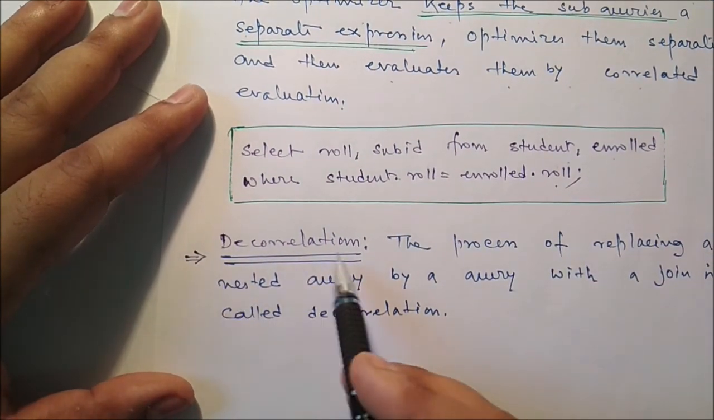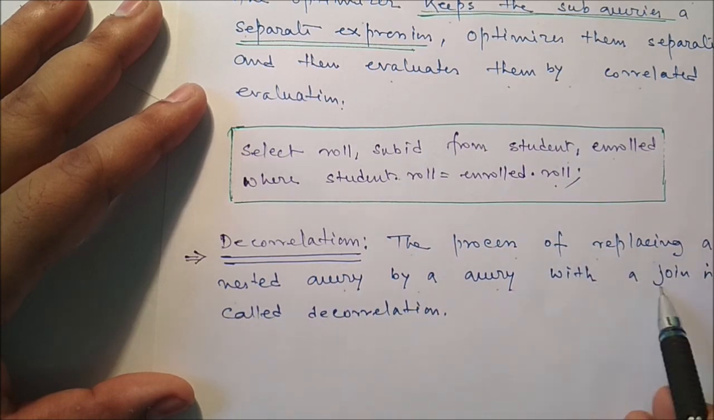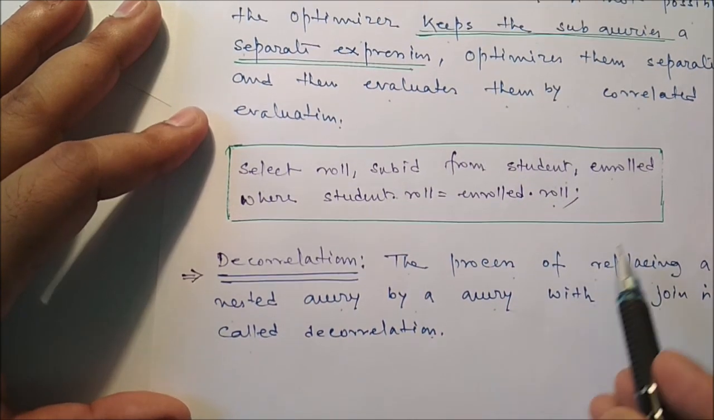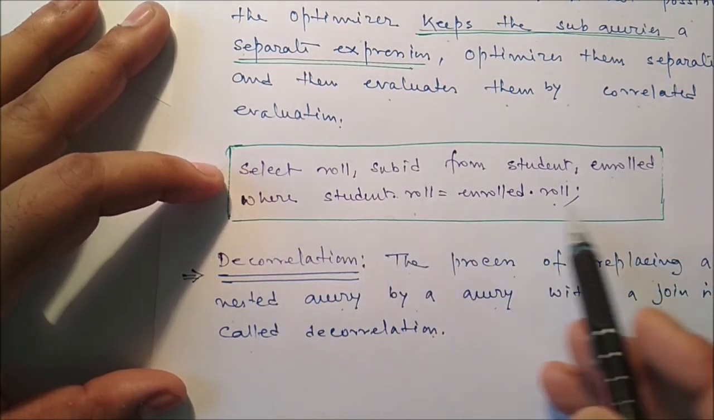So what is decorrelation? The process of replacing a nested query by a query with a join is called decorrelation. So converting a correlated nested subquery into a join is called decorrelation.